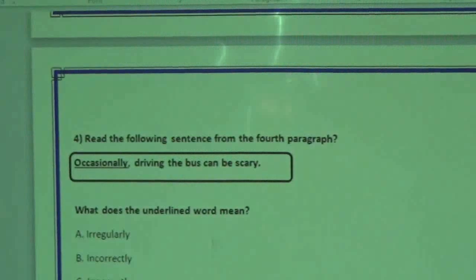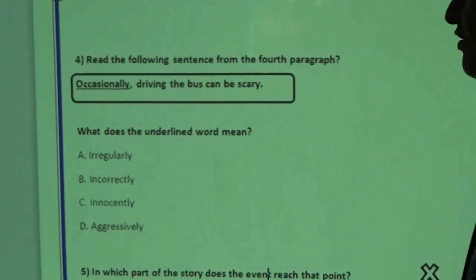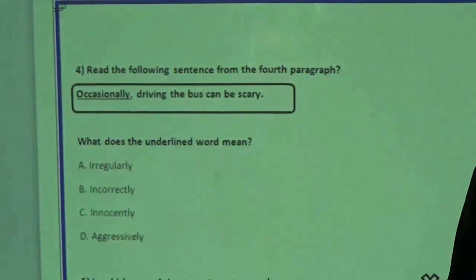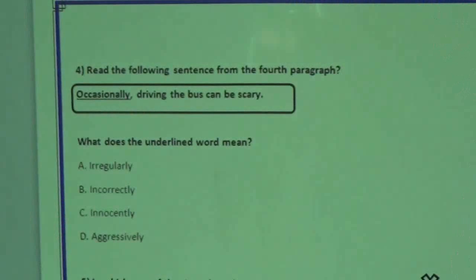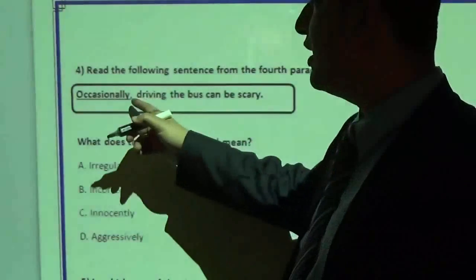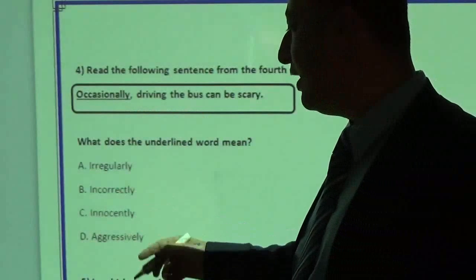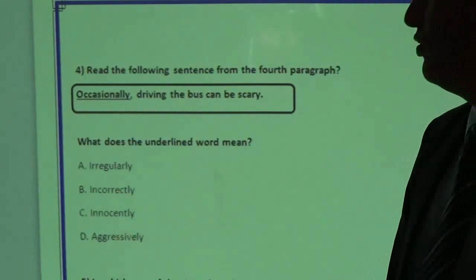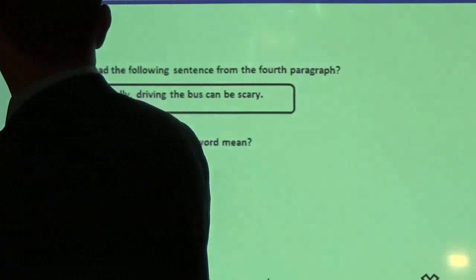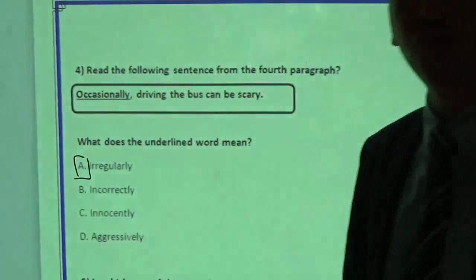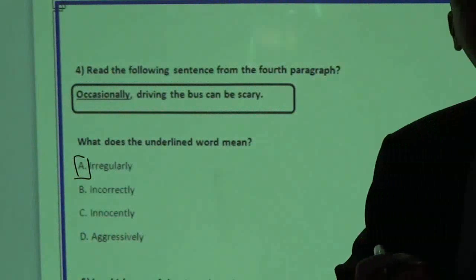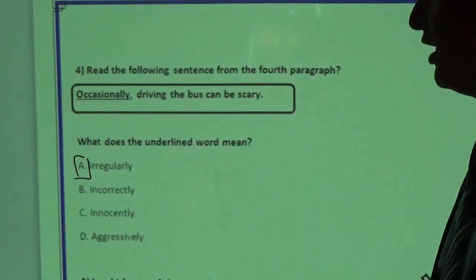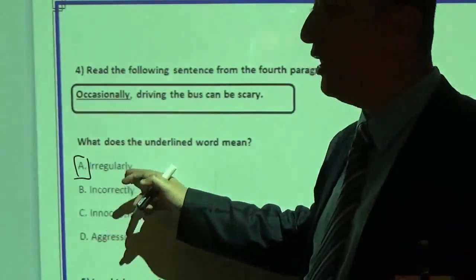Read the following sentence from the 4th paragraph. Occasionally, driving the bus can be scary. Occasionally. What is the meaning of occasionally? It comes from the word occasion. What does the underlined word mean? Occasionally. Irregularly, incorrectly, innocently, aggressively. It will be irregularly. That's right. Irregularly means not regular. The opposite of regular, irregular. It means comes a little. Okay? Not in a sequence way, irregularly. Here we have occasionally, it means irregularly.